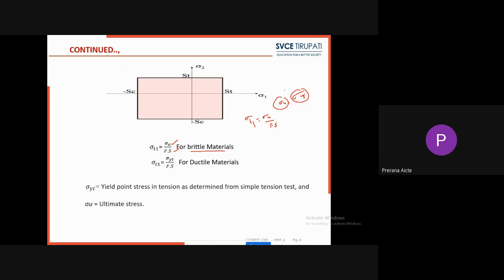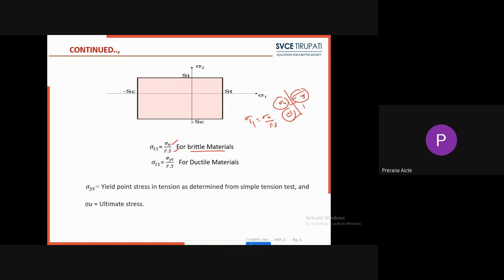Up to ultimate stress, the body will be coming under the elastic limit. Yes or no? Ultimate means what? The maximum amount of load it can resist. That is called the ultimate point. It is called the elastic limit. Once the body is transferred from the ultimate stress to the yield point stress, it is called the plastic limit. Clear?